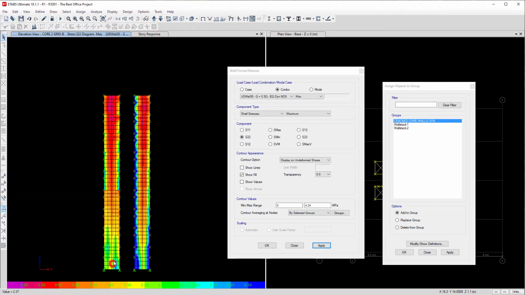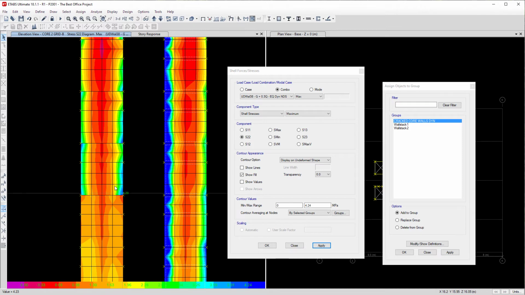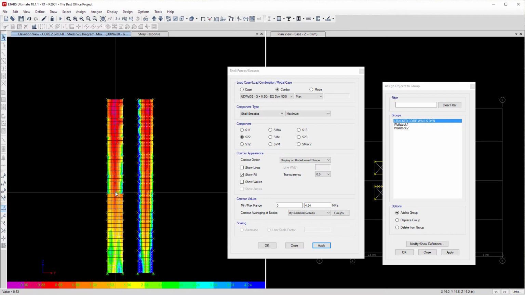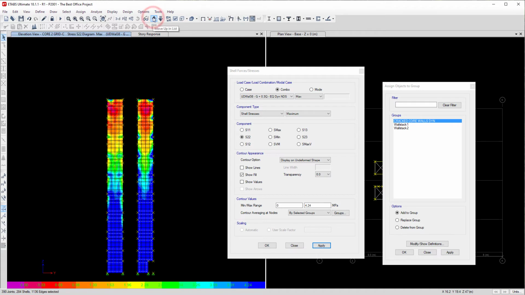And those ones also don't crack. Those ones have very, very peak stresses at the corners, and it's very close to our 4.3. I think it's fair to say that they don't crack as well. All right. Next one. These ones don't crack.